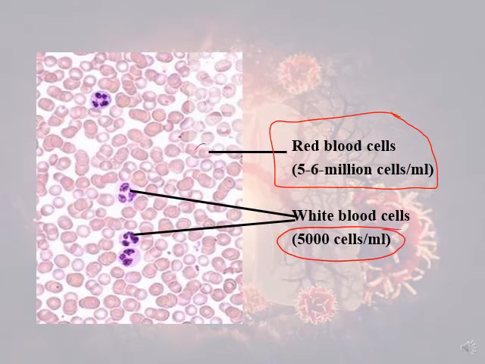So these are the red blood cells. They can be observed under the microscope through a slide called the blood smear. This is the red blood cells.